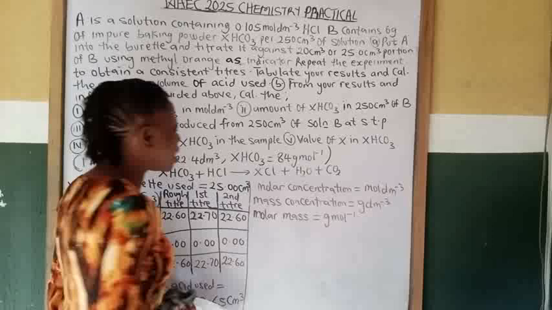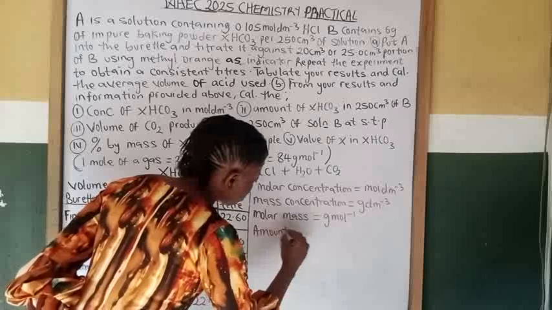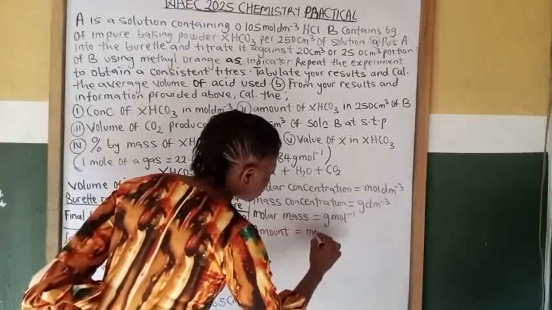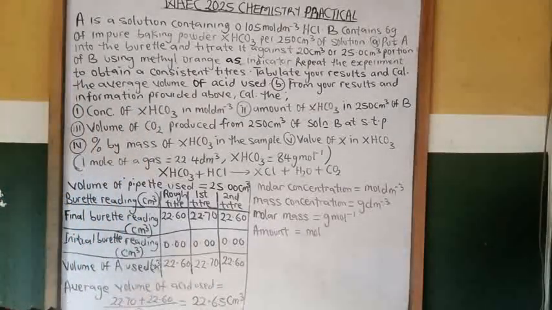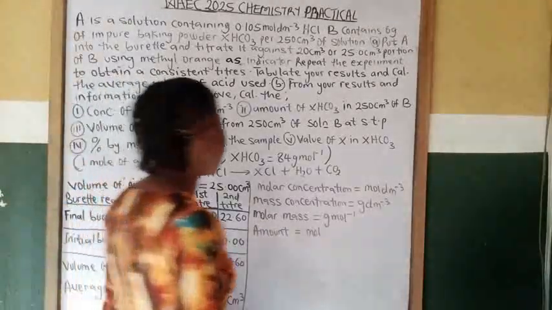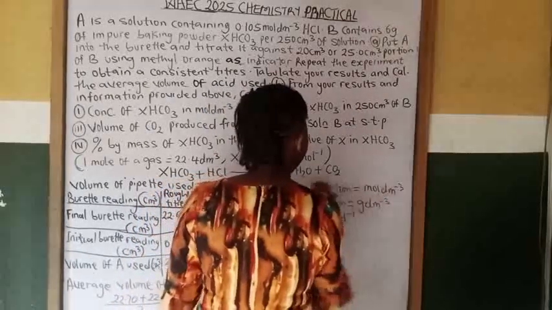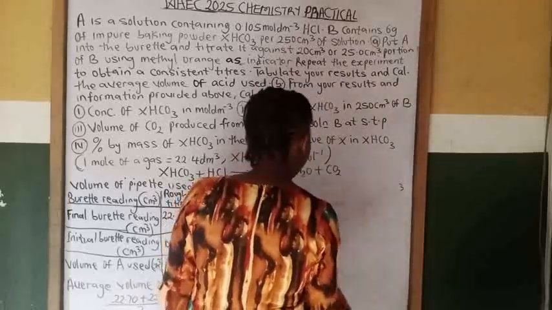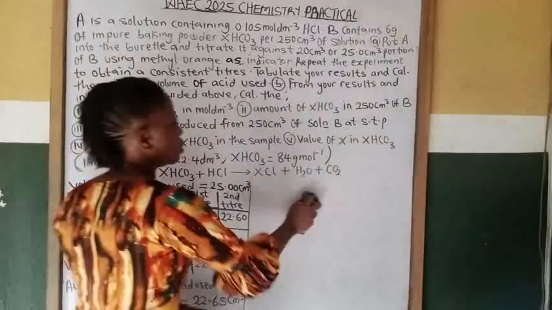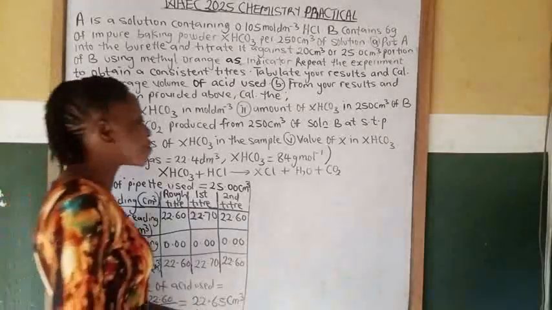Then another one is the number of mole, or amount. Amount is in mole. So when you see a value in mole, they are talking about the amount of a substance. So let's talk about the different formulas that we can use to solve questions on quantitative analysis.